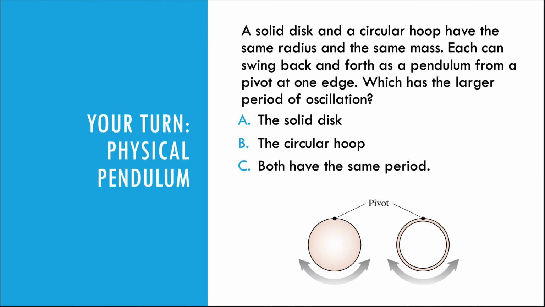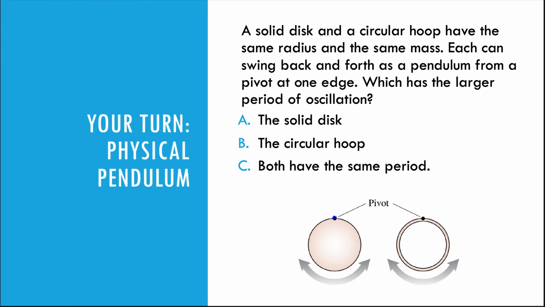It says, a solid disk and a circular hoop have the same radius and the same mass. They can swing back and forth as a pendulum from a pivot at one edge. So that means they're acting as a physical pendulum. A physical pendulum is anything that's oscillating about a pivot that has some size or shape that cannot be approximated as a point mass. So which one is going to have the larger period of oscillation?